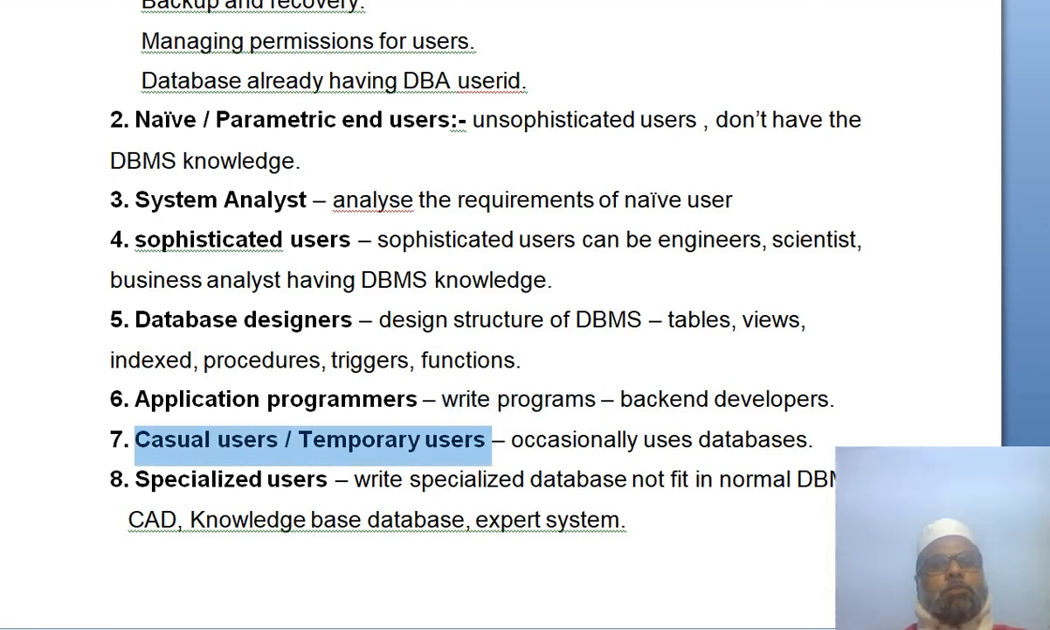Next one, casual users or temporary users. Casual users or temporary users are users who occasionally access the data to get new information from the database management system. Examples of casual users or temporary users are middle-level managers and top-level managers. Generally they access the data to get information about the business.